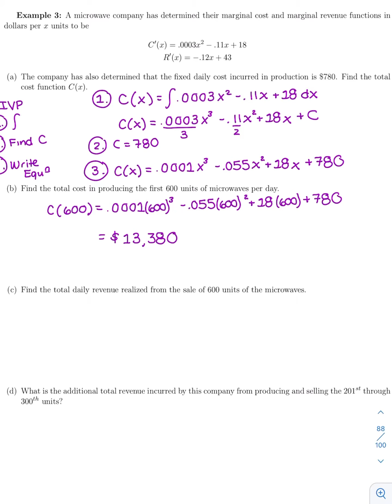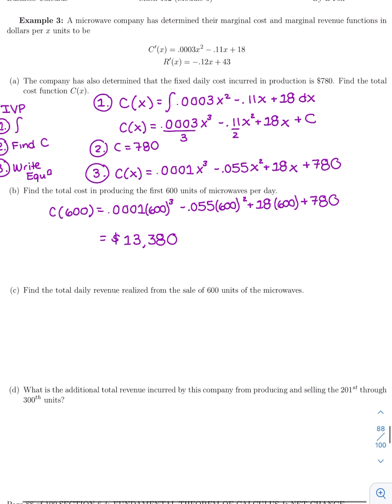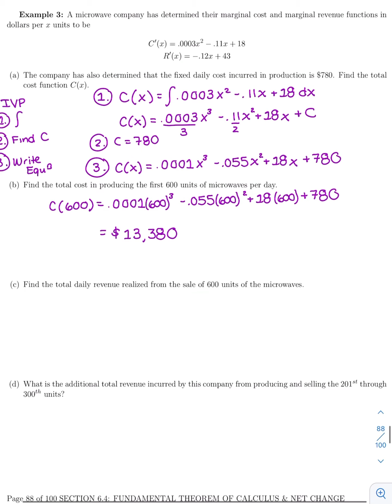Part C of this problem is asking us to find the total daily revenue realized from the sale of 600 units of microwaves. So we know that it costs over $13,000 to create those 600 microwaves. We found that in part B, and now we want to compare that to the revenue that we would get if we sold all 600 of those microwaves. So we need to plug into the revenue function, which is going to be tough to do because we don't have it yet. So we need to find the revenue function.